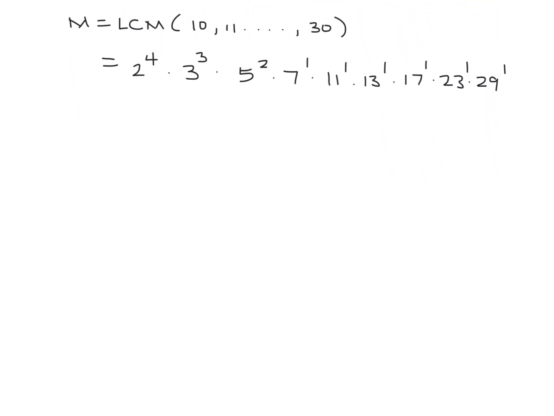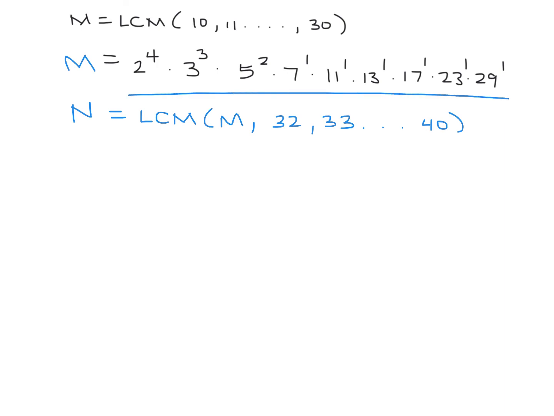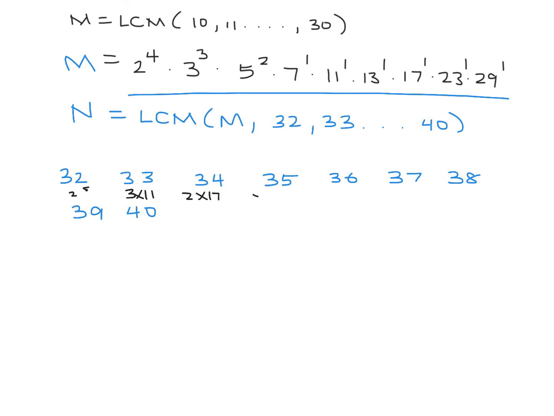Okay, so now that you're an expert, the next part should be fairly straightforward. We now have to calculate N, which is the LCM of M, which is what's up here, and then 32, 33, all the way up until 40. Okay, so the same thing. We've got M, so I'll just leave it up there, but I'll write all the other numbers, 32, 33, and so on. All right, so now let's figure out their prime factorization as before. So 32 is 2 to the power of 5, I believe. 33 is just 3 times 11, 2 times 17, 5 times 7. 2 to the power of 2 times 3 to the power of 2. 37 is just a prime. 2 times 19, 3 times 13, and 2 to the power of 3 times 5.